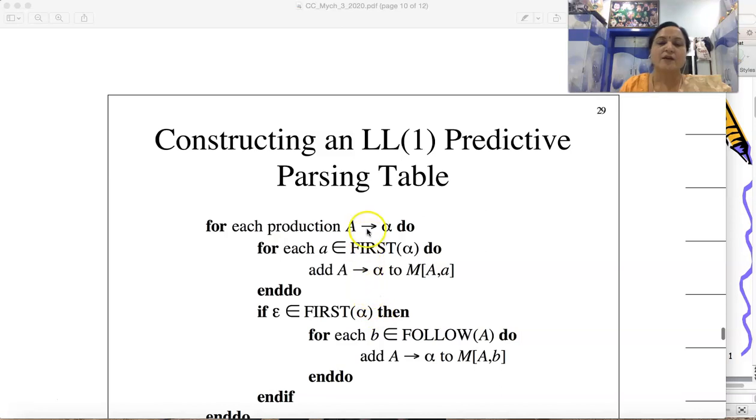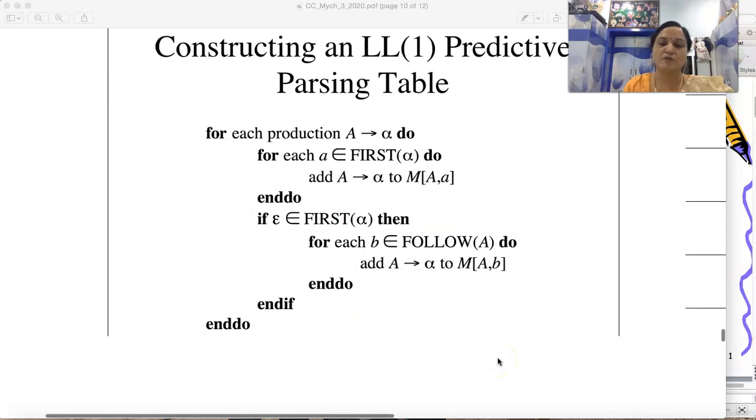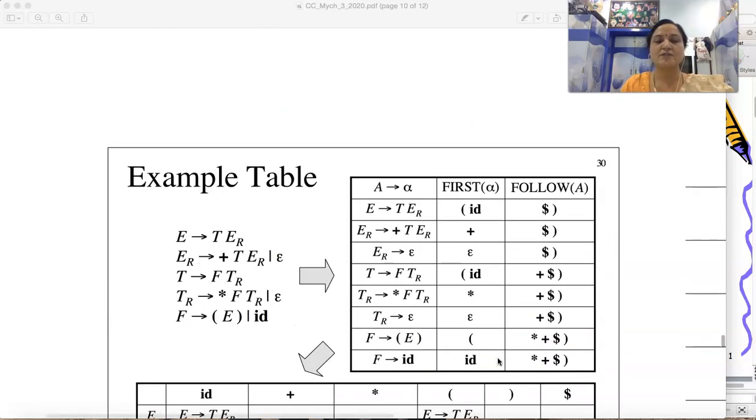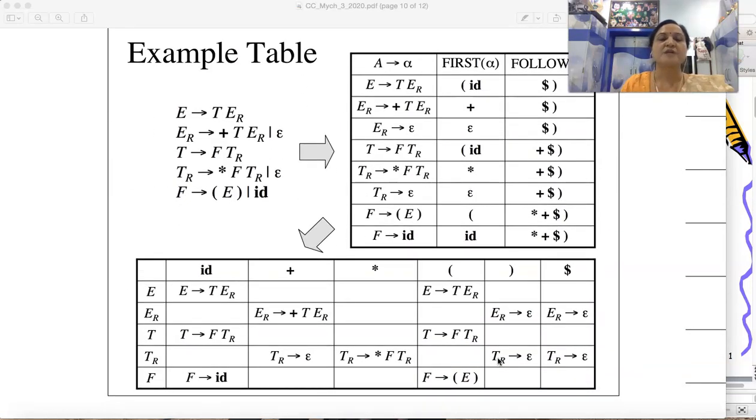Now if the production has epsilon, that is, if epsilon is there in first of alpha, then for each b that is a member of follow of A, we need to compute follow of A. If small b is a member of follow of A, then we add this production A tends to alpha at row index A and column index b, which is a follow value. We will see all these things with an example in detail. So let us see this problem in detail.